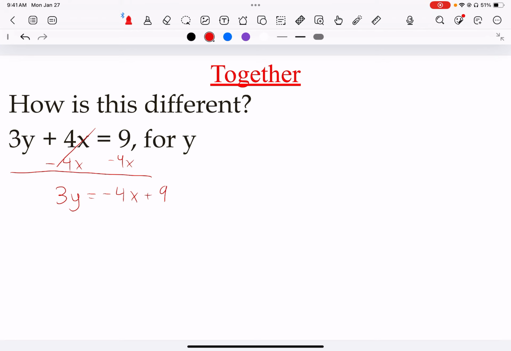Now I still have to get rid of the 3, so I'm going to divide each term by 3. 3y divided by 3 is y. Negative 4x divided by 3, I can't simplify that, so I'm just going to leave it as negative 4/3 x. And positive 9 divided by 3 is positive 3. So now, since this is y equals some expression, that would be my answer.